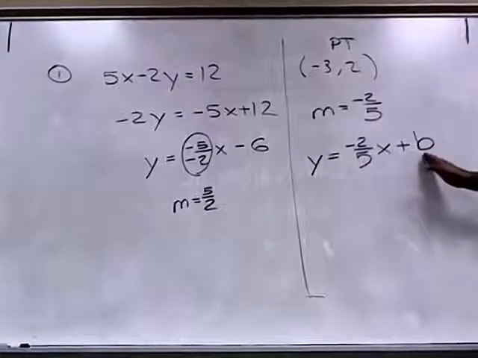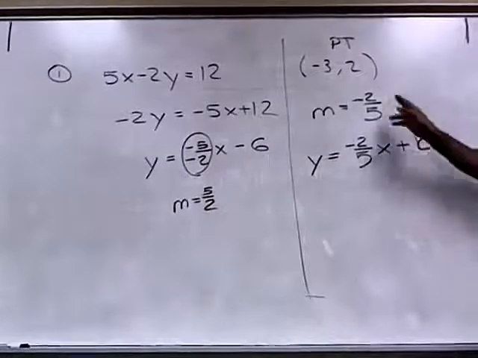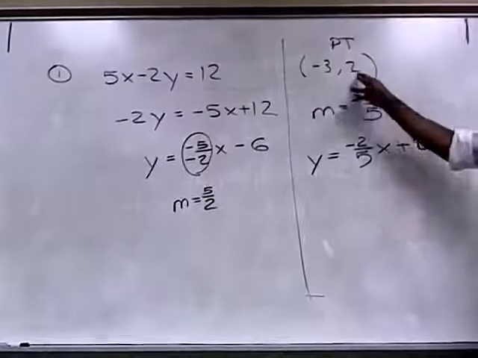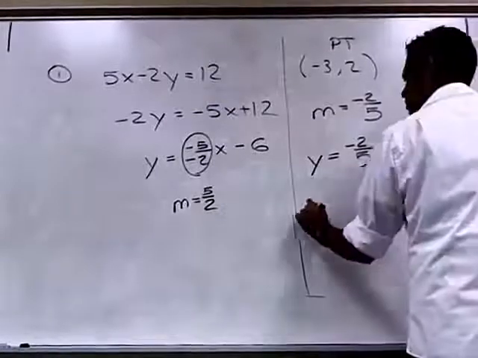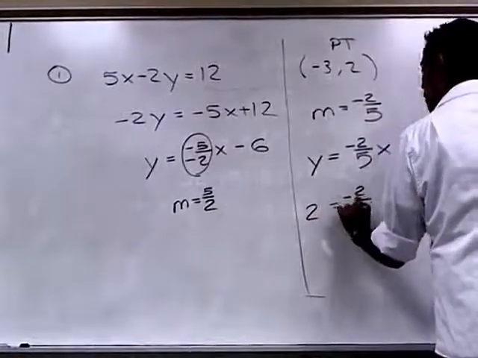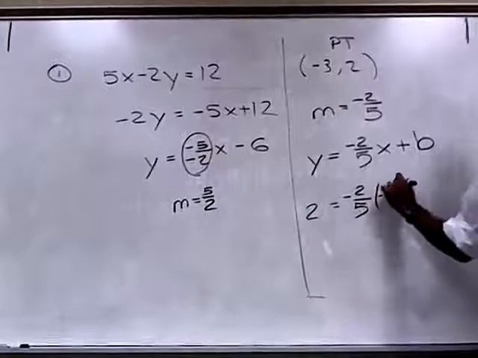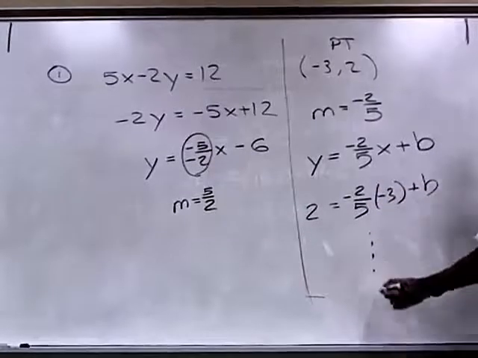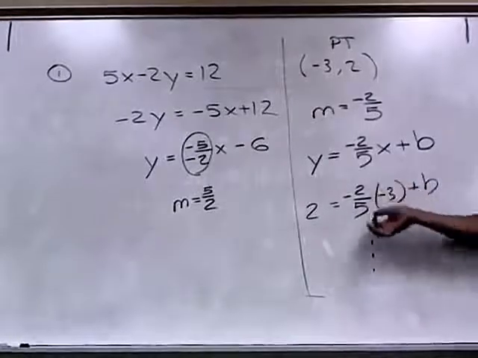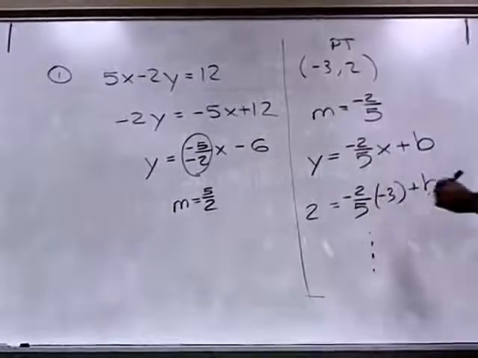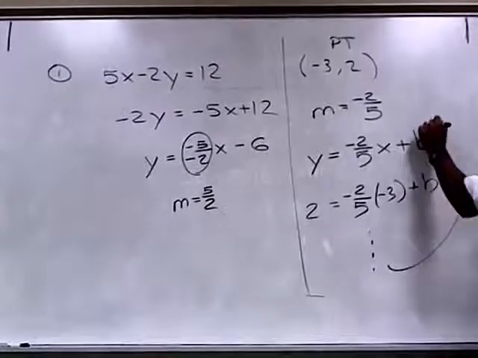So how do we find b? Remember how we do that? You plug in x here, negative 3, plug in y here, 2, and solve for b. So y is 2, negative 2 over 5, x was negative 3, and then you solve for b. I'm going to let you do the rest. Just multiply here, then move it to the other side. You know what b is. Take that answer, plug it back in here, and then that will be your equation.